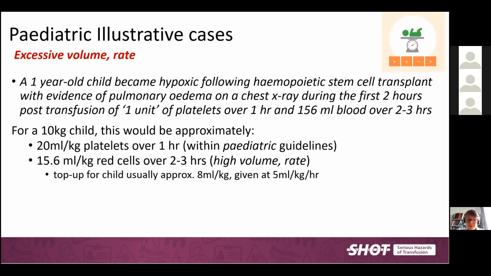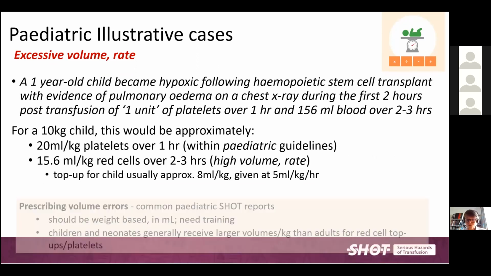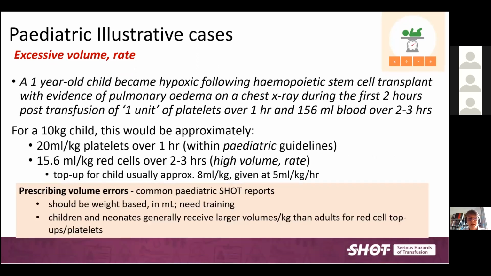The next case is where there was an excessive volume and rate prescribed. A 1-year-old child became hypoxic following a stem cell transplant with evidence of pulmonary edema on a chest x-ray during the first 2 hours following transfusion of 1 unit. It was described as platelets over 1 hour and 156 mils of blood over 2 to 3 hours.